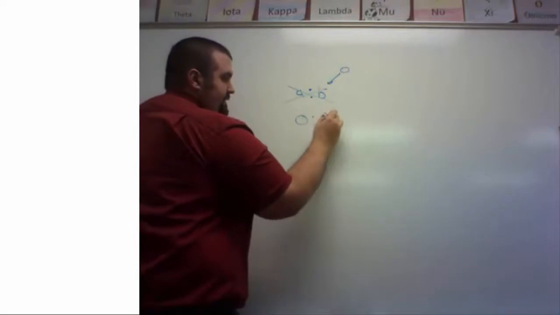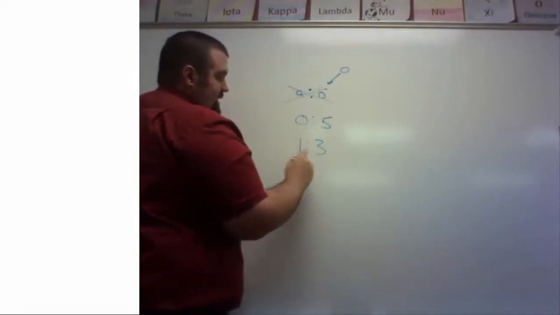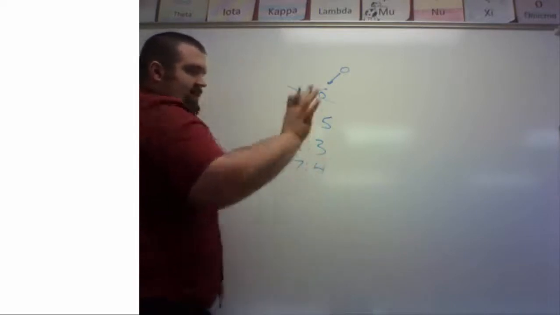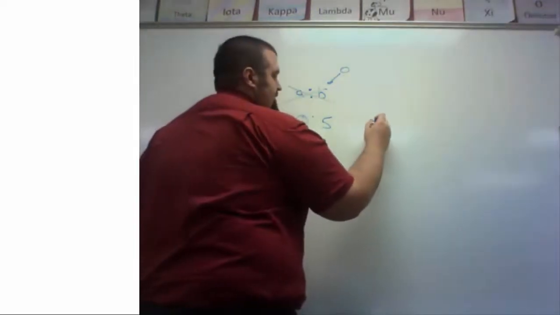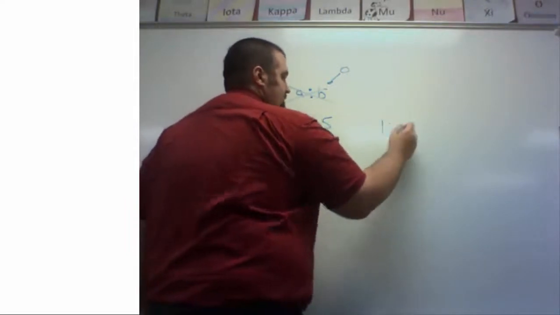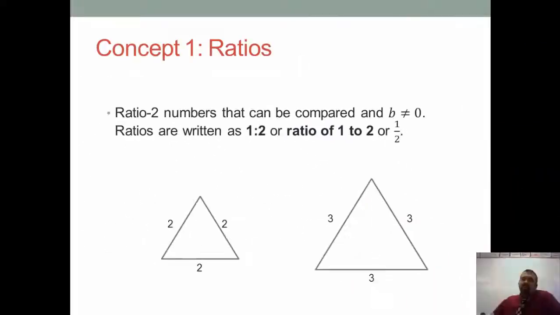I could do 0 to 5, fine ratio. I could do 1 to 3, 7 to 4. All these are perfectly fine as ratios. The one I cannot do though is 1 to 0, 2 to 0. These don't work. And there's three ways to write them. You can write them the way I wrote it. You can literally write out ratio of 1 to 2, ratio of 0 to 5, ratio of 1 to 3.